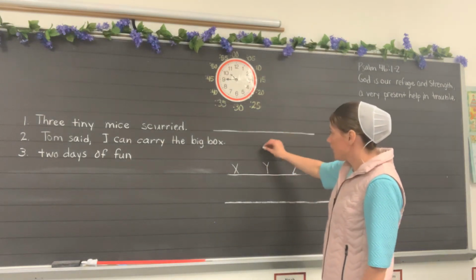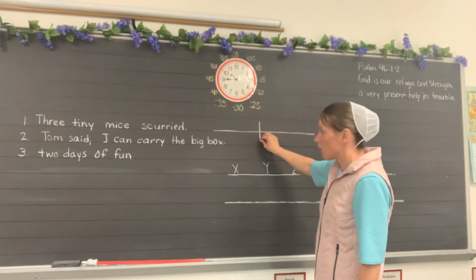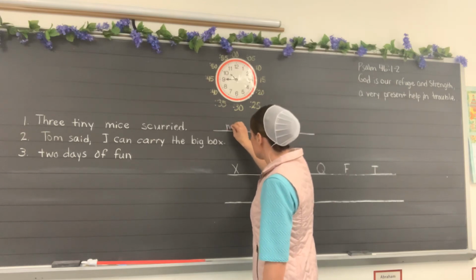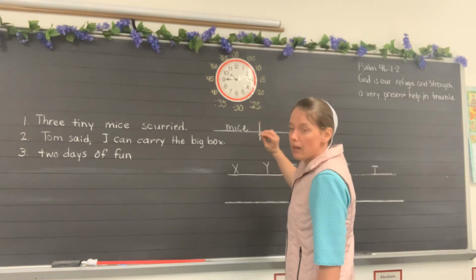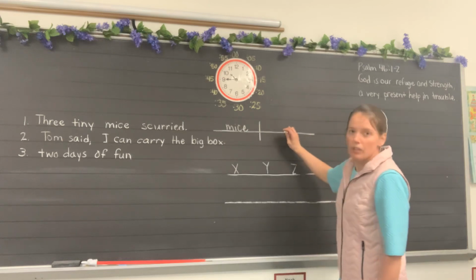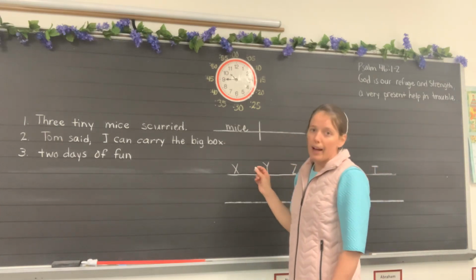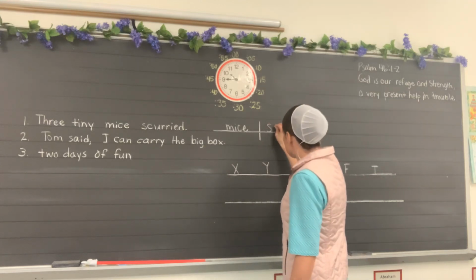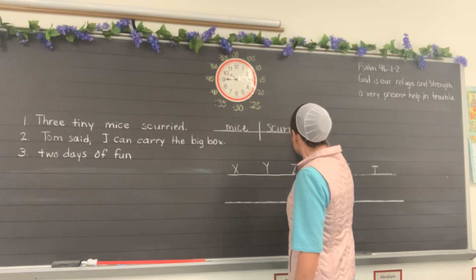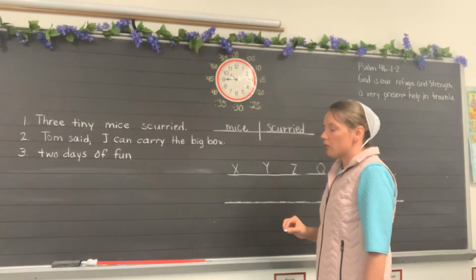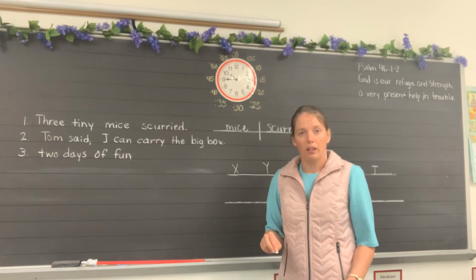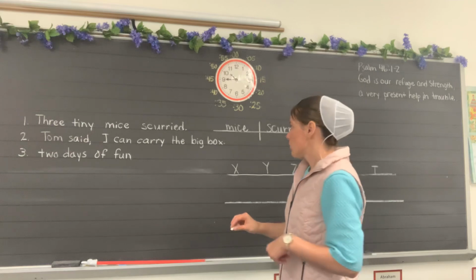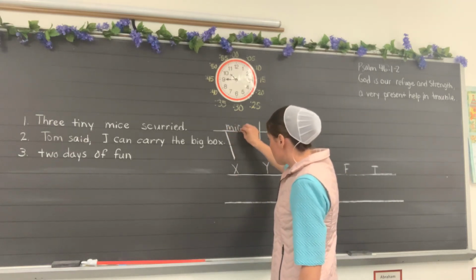So we make a straight line across, and then we go a line down like this. On this side goes the noun, so the noun is mice. Nouns name person, place, or thing. And then the verb goes over here. So verbs show action. So what did the mice do? They scurried. And then we have 3 and tiny. So 3 and tiny are describing words, and describing words always go underneath the noun. So they will go underneath mice.